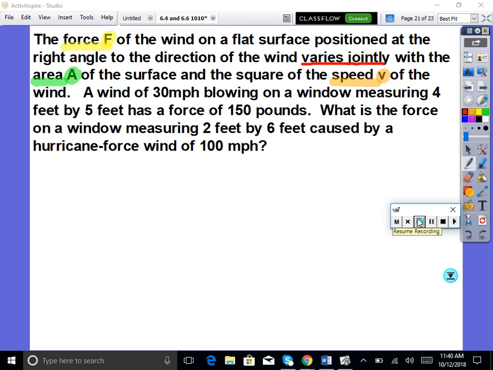Okay, so let's read this one. It says, the force F of the wind on a flat surface positioned at a right angle to the direction of the wind varies jointly with the area of the surface and the square of the speed v of the wind. So you'd say, okay, force F is equal to, k is always there, and then was it jointly or inversely? Jointly, so you'd say it's times by and what variables? A and, yeah, the square of v.